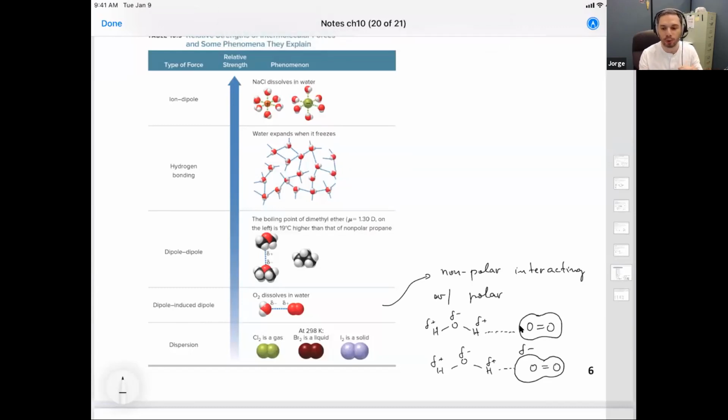So that's why this interaction is called dipole-induced dipole. It happens when we have a polar molecule interacting with a nonpolar molecule. Because of the polarization of the polar molecule, that will distort the electron cloud of the nonpolar molecule and create an induced dipole. The strength of this interaction is intermediate between dispersion and dipole-dipole.